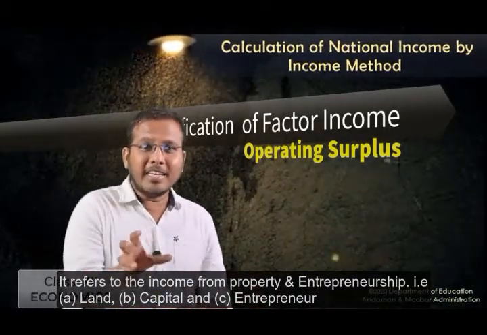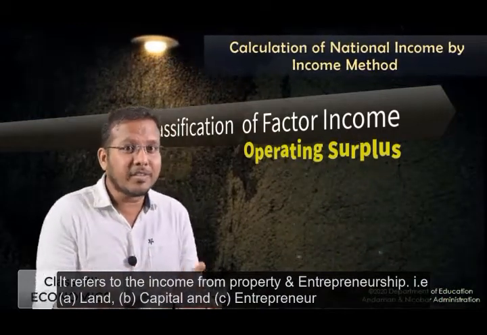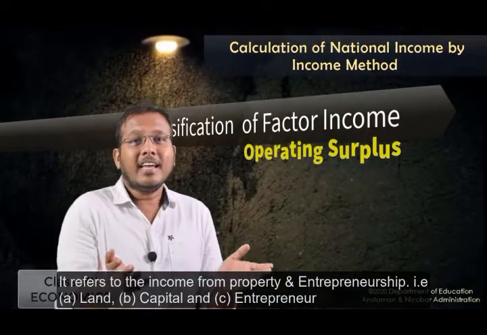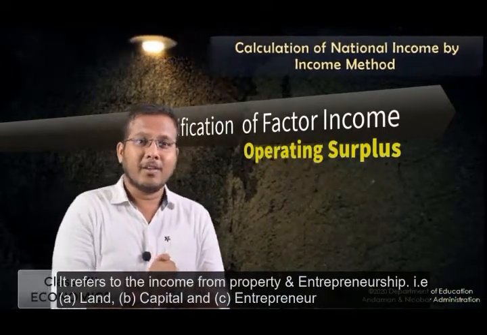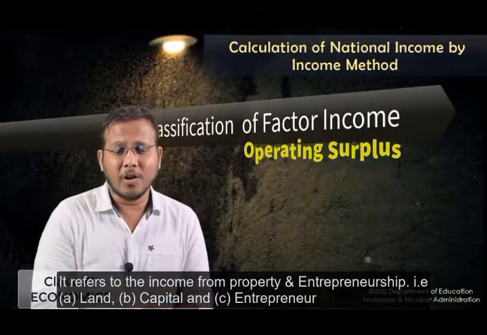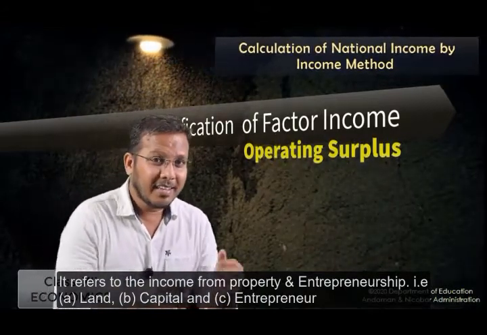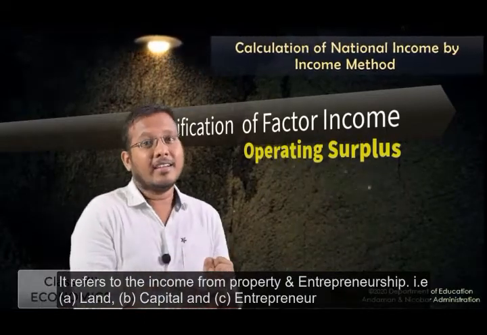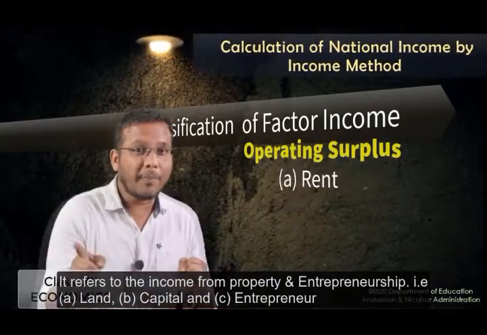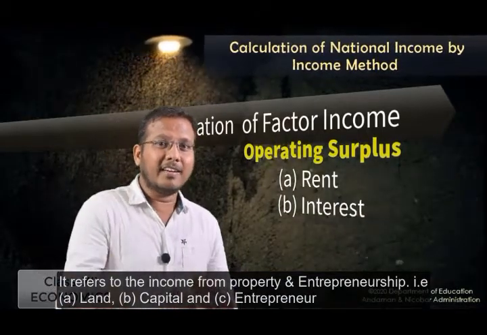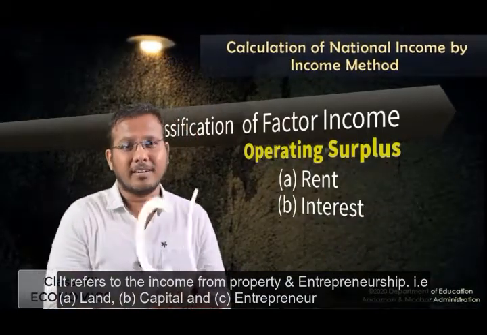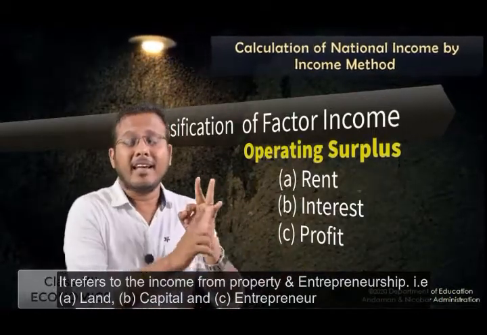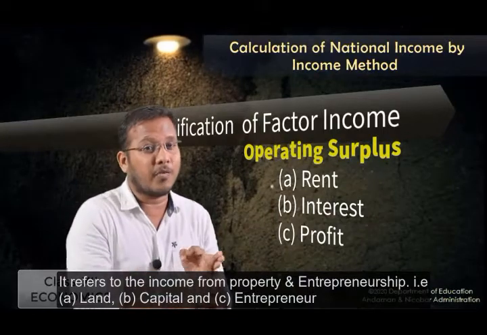So altogether, the income received through property and the entrepreneurship skill of the entrepreneur is together called the operating surplus. We can very easily count the components of operating surplus: apart from labor, we have the other three. Land gets the rent, capital will be paid as interest, and entrepreneurship will get the profit part. So altogether, in operating surplus we have three components: rent, interest and profit.